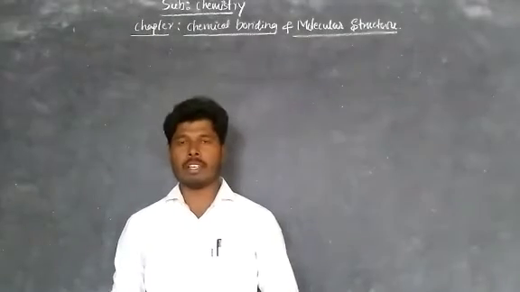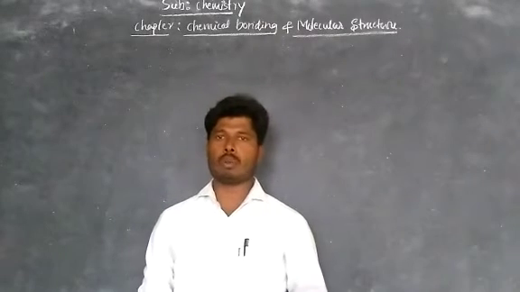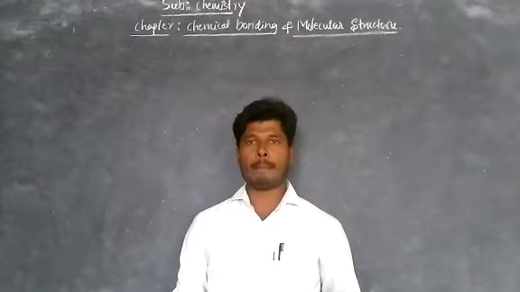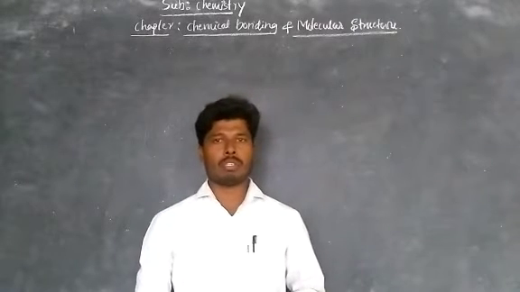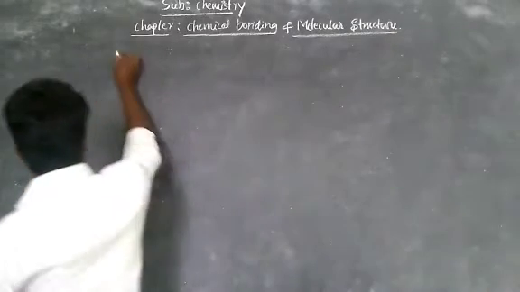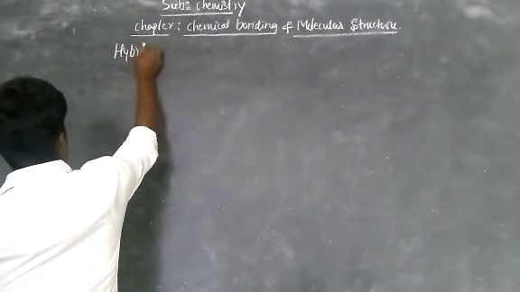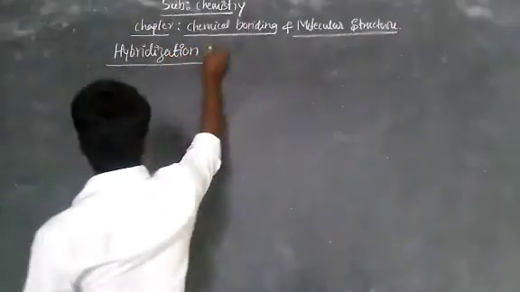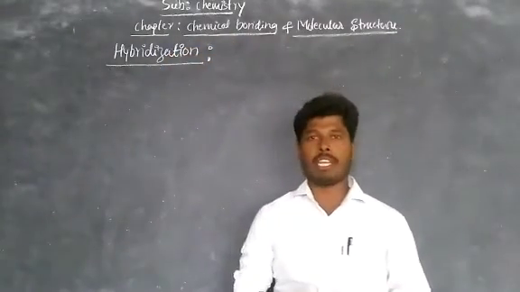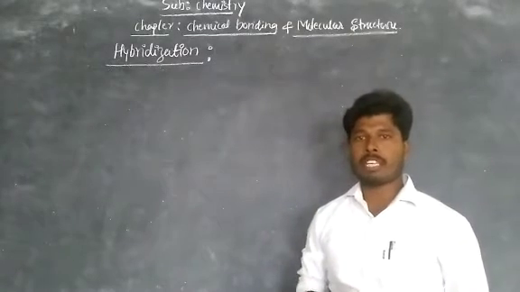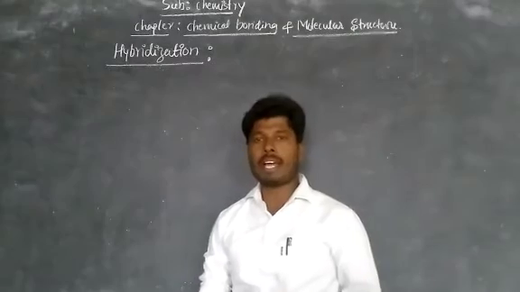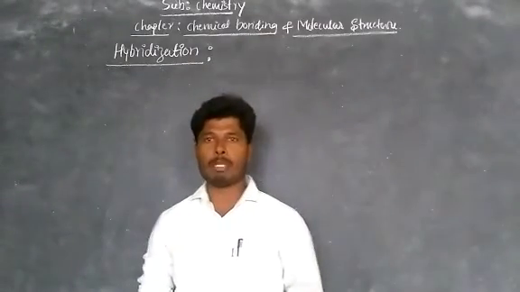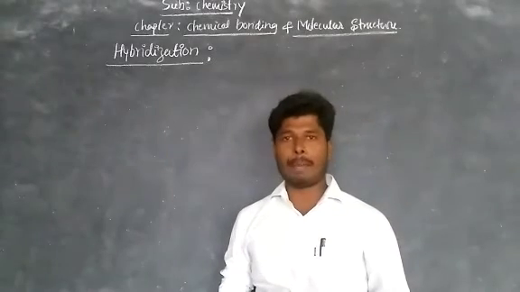Welcome to chemistry class. In the previous class, we learned the limitations of the orbital overlapping concept. So after knowing the limitations of the orbital overlapping concept, we are going to study the concept of hybridization. This hybridization concept is very important in order to explain the stability and shape of the molecule. The scientist Pauling successfully explained the stability and shape of the molecule by the phenomenon of hybridization.